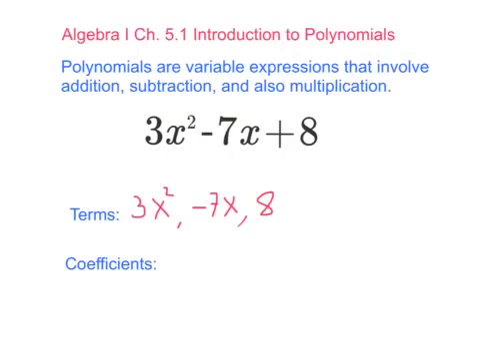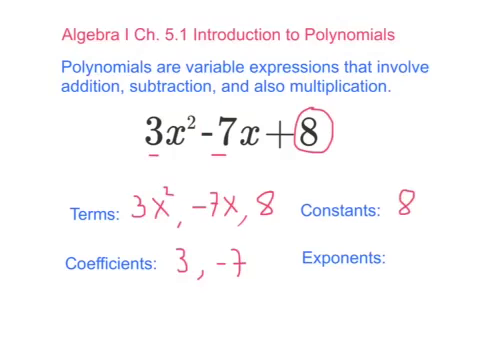Also, this polynomial has a couple of coefficients, right? 3 and negative 7. Simply because these two numbers are the ones that multiply the variables. So 3 is the first coefficient and the second one would be negative 7. Because 8 looks lonely without variables, then 8 is a constant.